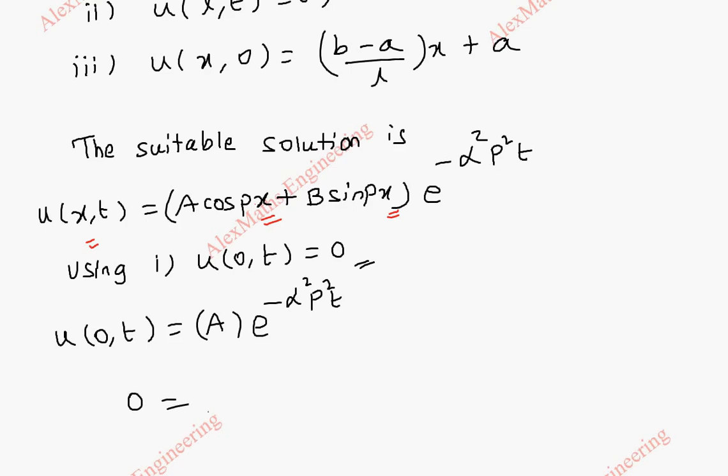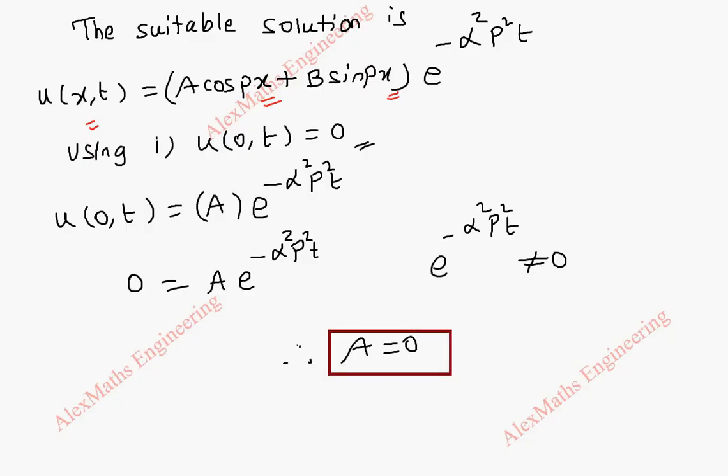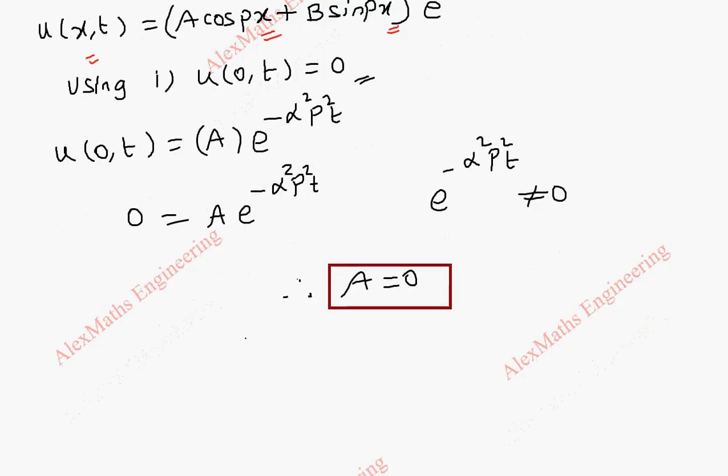So 0 equals A e power minus alpha square p square t, and e power minus alpha square p square t definitely cannot be 0. Therefore, the only possibility is A must be 0. So we got A as 0. Using that in our solution, U of x comma t becomes only B sin px into e power minus alpha square p square t.